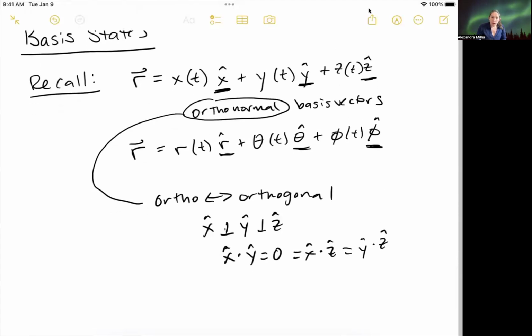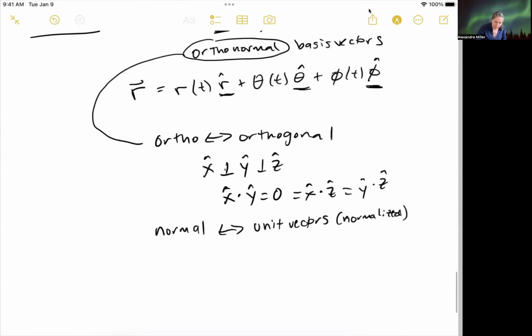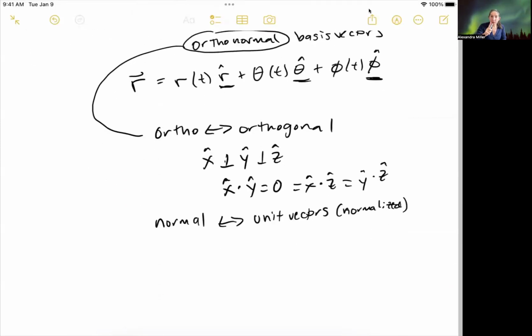The normal part of orthonormal tells us that they're unit vectors, or normalized. And this is the statement that they have unit length. We can also state this in terms of our dot product, which is x hat dot x hat equals 1, which is the same as y hat dot y hat, and z hat dot z hat.